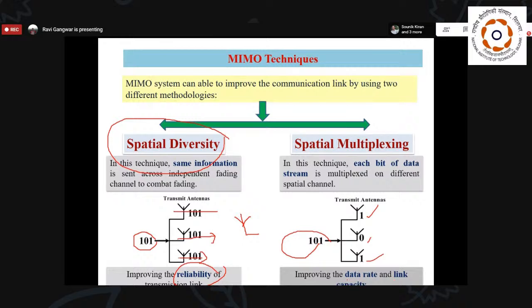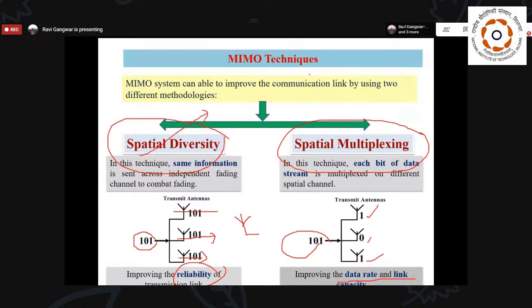So here we can say that we are able to improve the data rate and link capacity by using the spatial multiplexing concept. So it totally depends upon your application, whether you will go for spatial diversity or spatial multiplexing. For example, if we are going to design the system for a defense application, where reliability is of utmost importance, where the information must reach the receiver side safely, that is a major concern. We will go for spatial diversity.